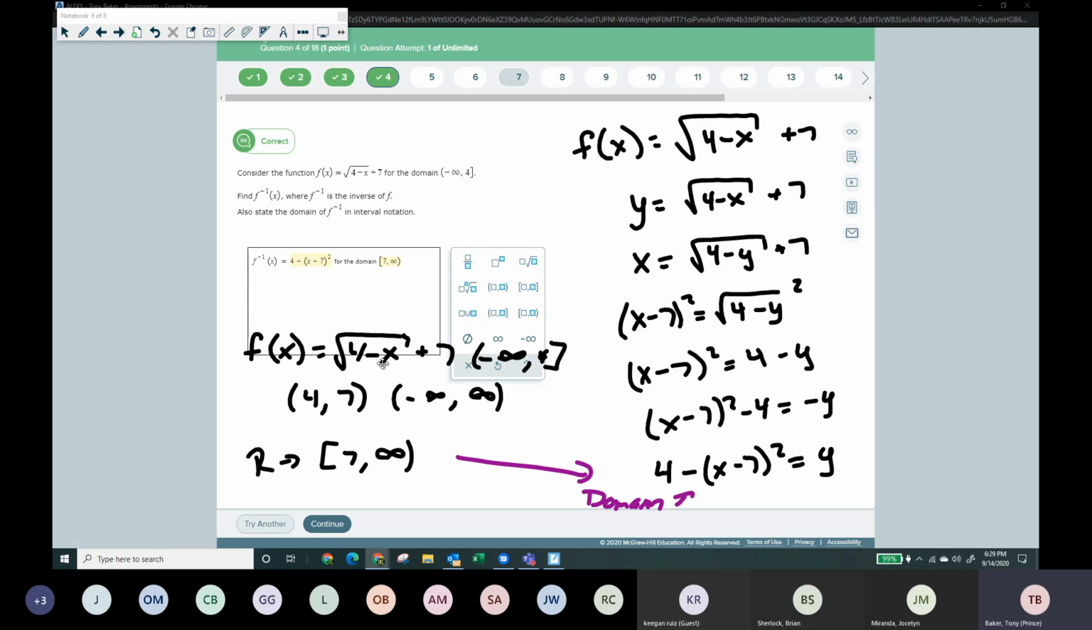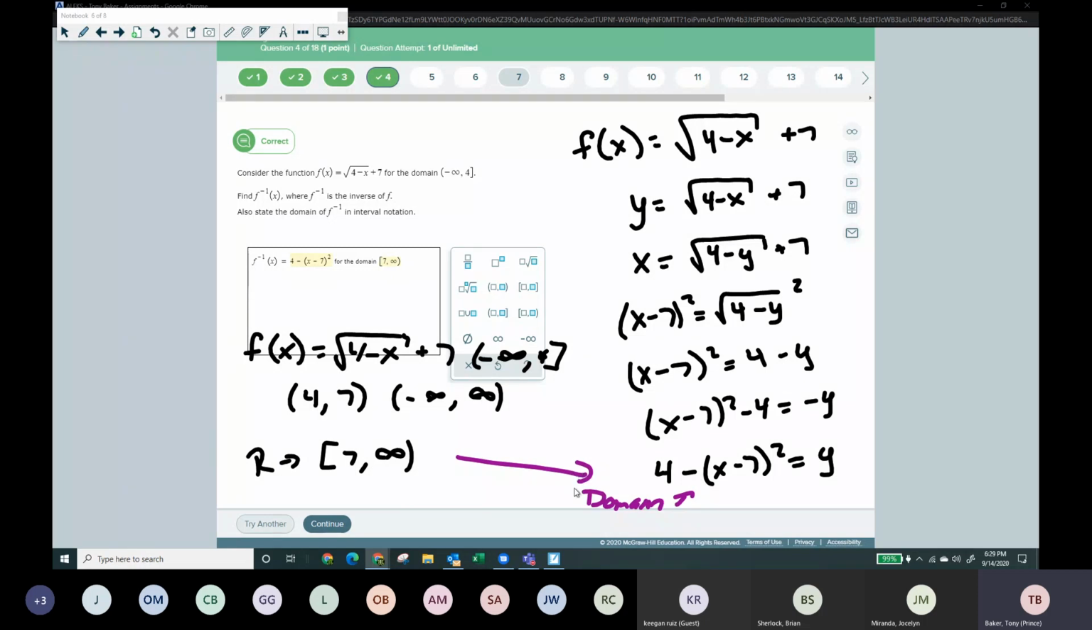So that's kind of what I did here. I took my domain, and I plugged in negative infinity to the problem. If I plug in negative infinity to it, I'm going to get out infinity. If I plug in 4 to this problem, I'm going to get out 7. Since 7 is the smallest number that I can get out, that's where I started my range. So it's going from 7 to infinity. So that becomes my domain.